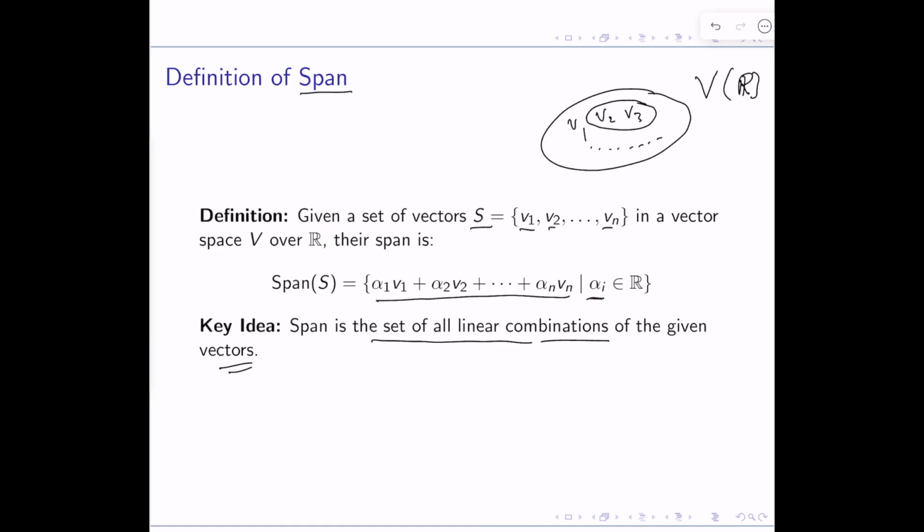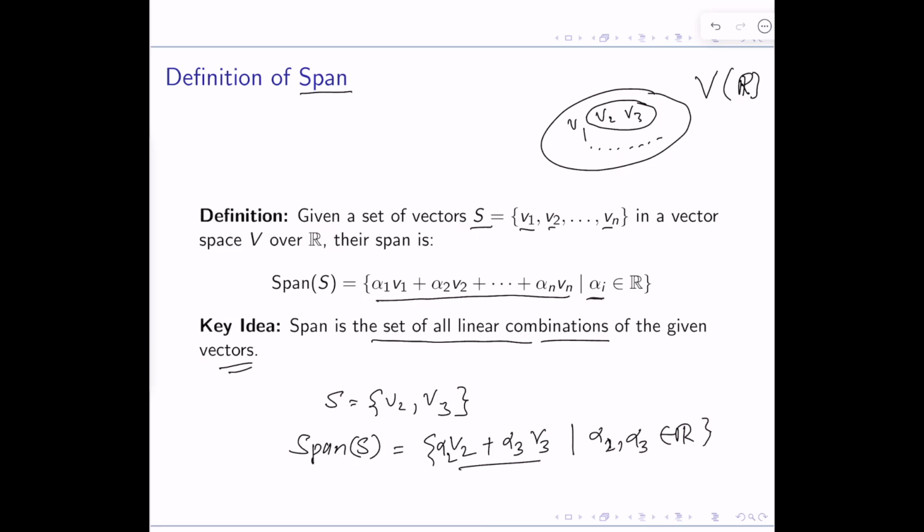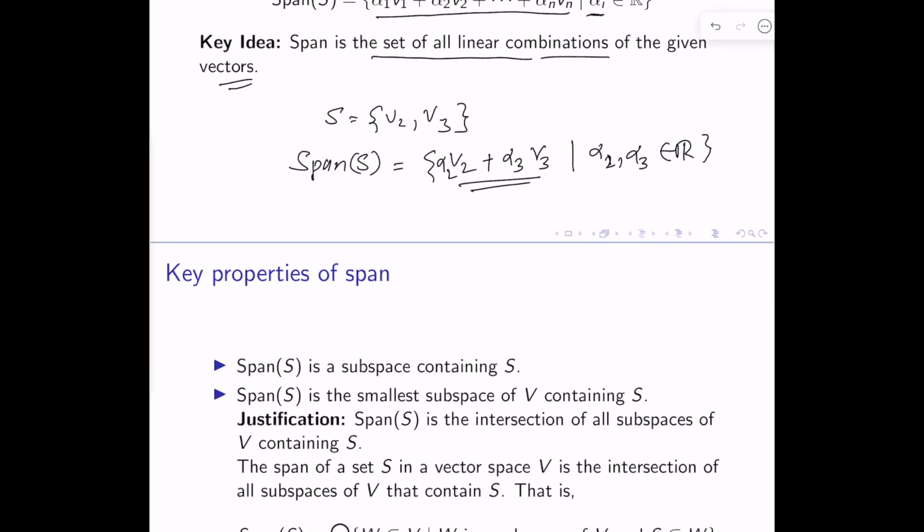If I say S is only V2, V3, then the span of S will be the linear combinations alpha 2 V2 plus alpha 3 V3, such that alpha 2 and alpha 3 belong to R. So, all linear combinations.